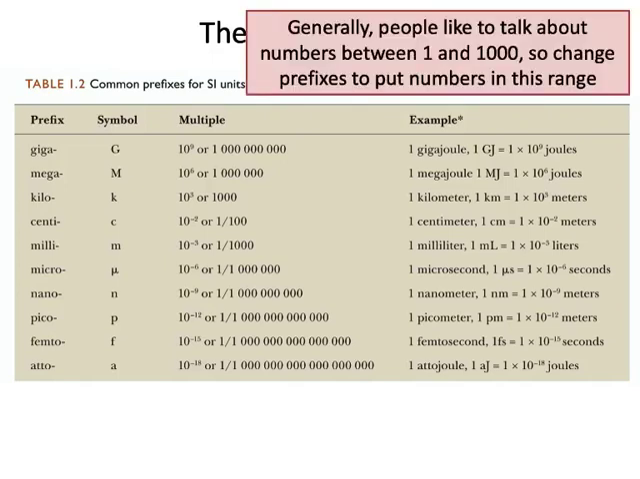One other interesting thing about people is that they like to talk about numbers between 1 and 1,000, so we'll often change prefixes to put numbers into this range. So for example, if I need to pipette 0.01 milliliter, you're going to say I need to pipette 10 microliters because that's a lot easier to say.